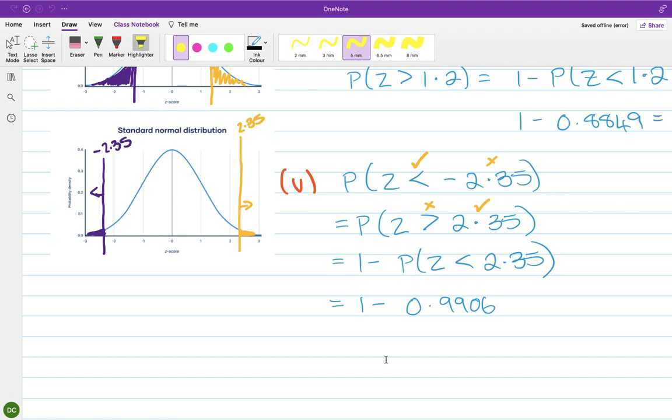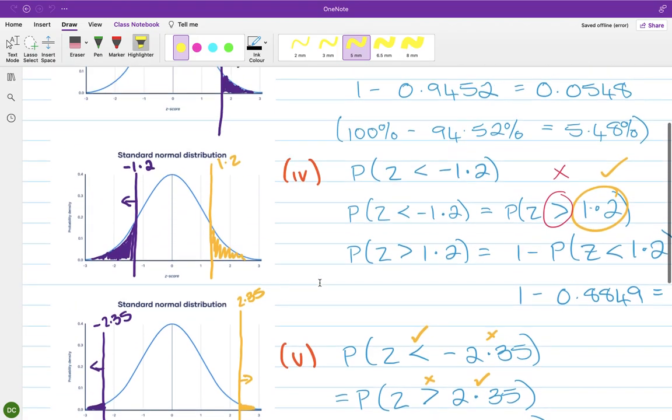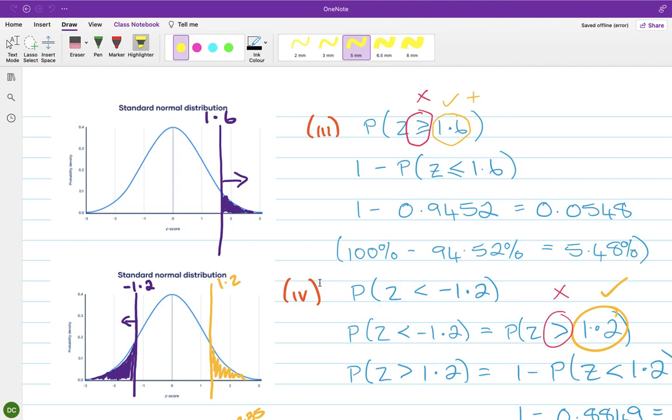So that is 0.0094. Just because that's such a small number, it's actually come up in scientific notation. So if that's confusing, go to percentages. So like I said, a tiny little probability. Yeah? Okay.